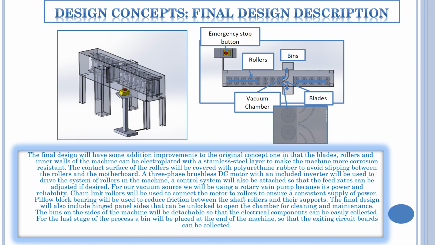For our vacuum source, we will be using a rotary vane pump because of its power and reliability. Chain link rollers will be used to connect the motor to the rollers of the machine to ensure a consistent supply of power. Pillow block bearings will be used to reduce friction between the shaft rollers and their supports. The final design will also include hinge panel sides that can be unlocked to open the chamber for cleaning and maintenance. The bins on the sides of the machine will be detachable, so the electrical components can easily be collected. For the last stage of the process, a bin will be placed at the end of the machine so that the exiting circuit boards can be collected.